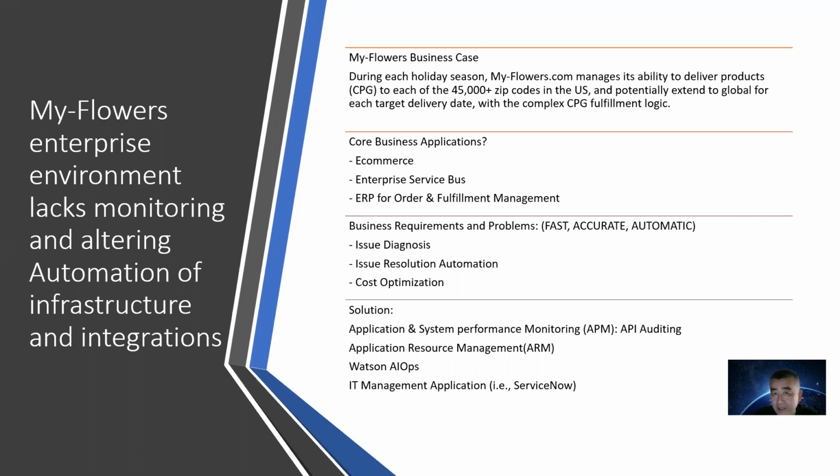For each target delivery date, there is very complex commercial packaged goods fulfillment logic. The key systems involved are the e-commerce system, the enterprise service bus, and ERP for order and fulfillment management. There are also a number of microservices, for example, for address, gift card, and tax, and other microservices, internal and external, that the enterprise needs to involve. So it's a pretty typical enterprise environment.